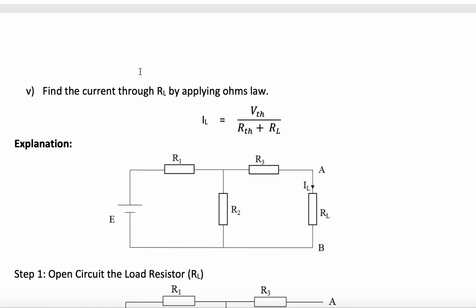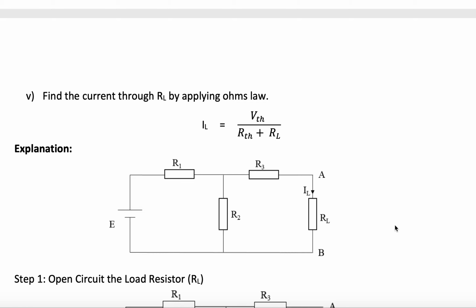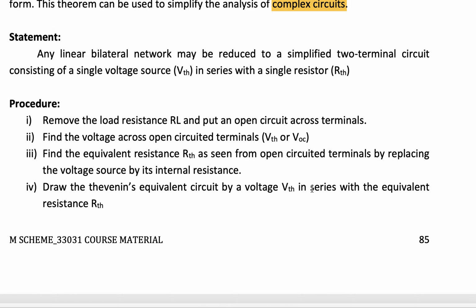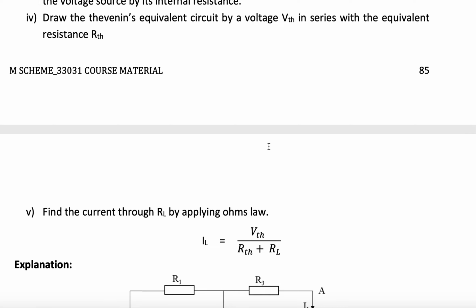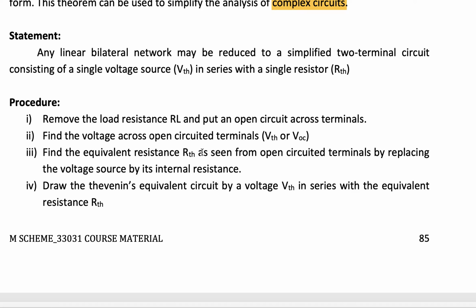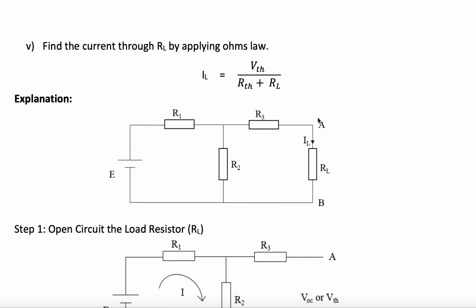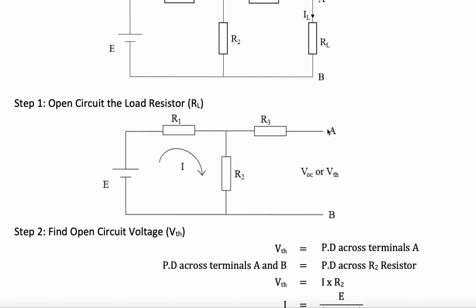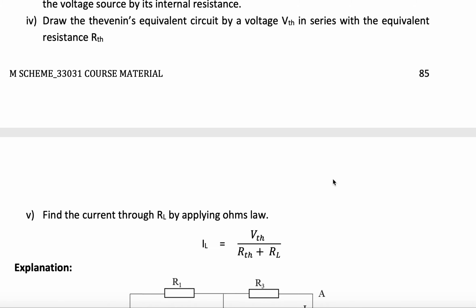You have to remove the load resistor. So let's say this is the circuit where you need to find the current at the load resistor. Replace this load resistor first. Open circuit the load resistor RL and put open circuit terminals across it, and find the voltage across the open circuit terminals. These are the load terminals. Here you need to find the open circuit voltage, nothing but VOC, that is VTH. Once you have found VTH, then you have to find RTH.